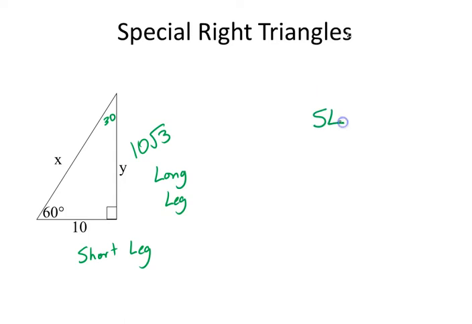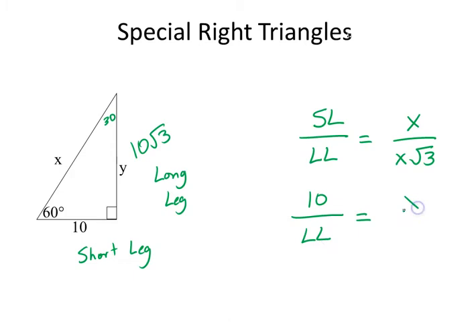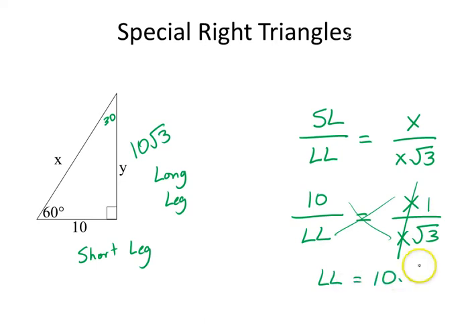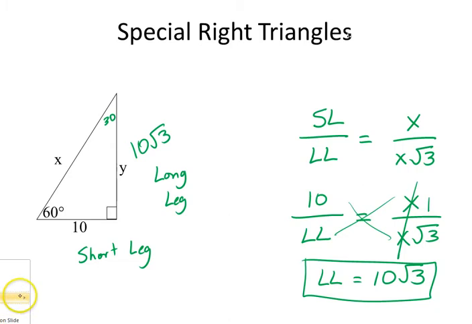The short leg over the long leg equals x over x radical 3. Well, I know my short leg is 10. I do not know my long leg. X over x radical 3. Now, x over x can cross out and simplify because anything divided by itself is 1. Now, if I cross multiply, 1 long leg equals 10 radical 3. Same answer, just a different way to do it. Either one is absolutely going to work. It's just a matter of what you feel comfortable with.